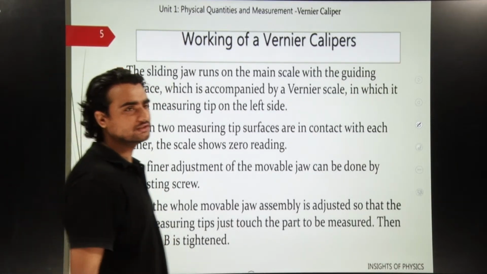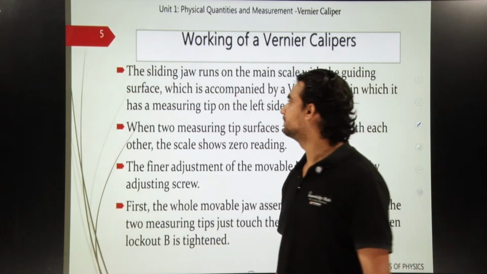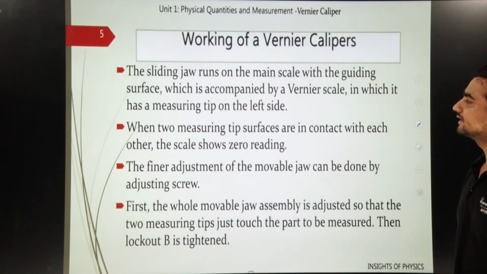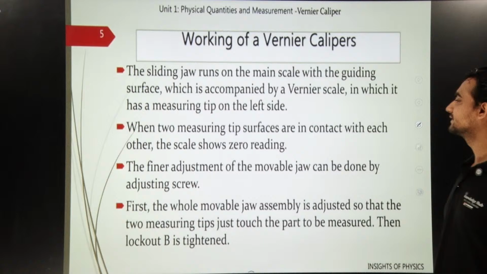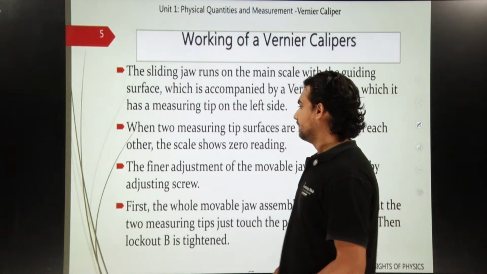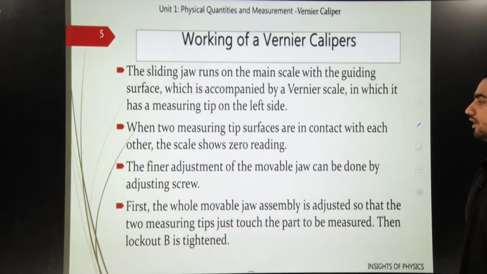So what is the working of a Vernier caliper? Let's talk about the working of a Vernier caliper. The sliding jaws run on the main scale with the guiding surface, which is accompanied by a Vernier scale, in which it has a measuring tip on the left side. When two measuring tip surfaces are in contact with each other, the scale shows 0 reading.